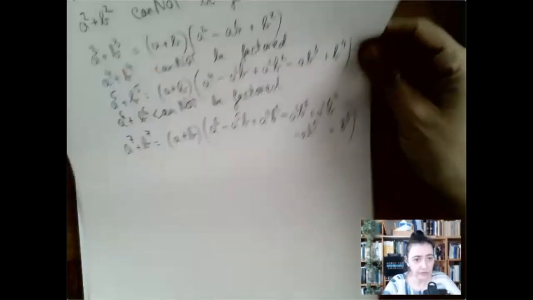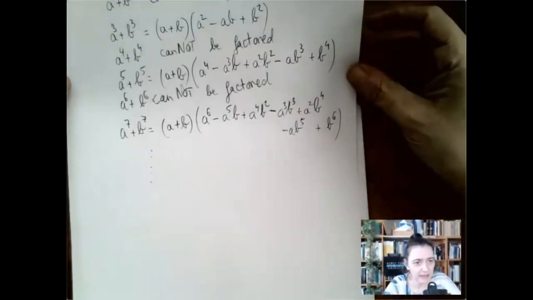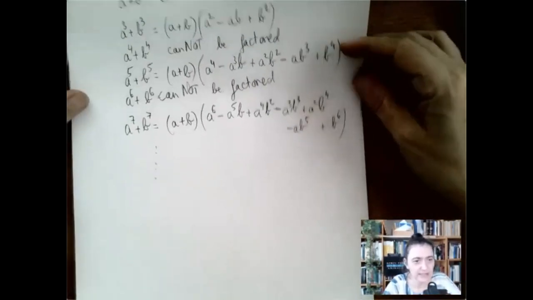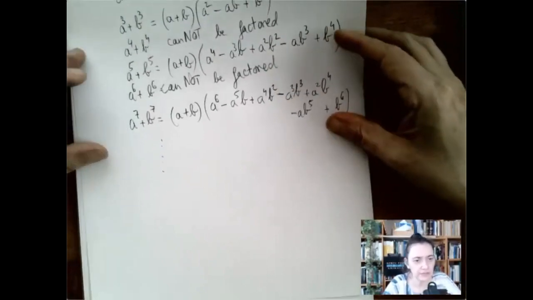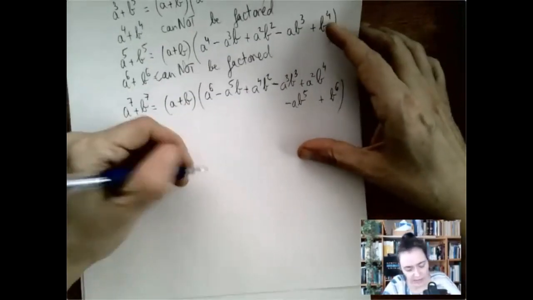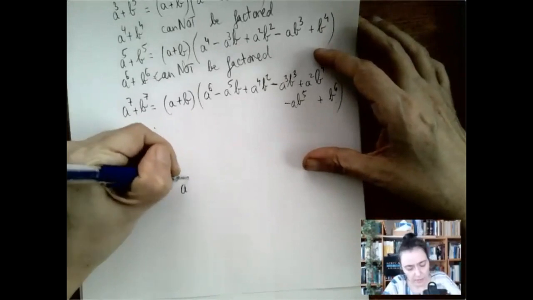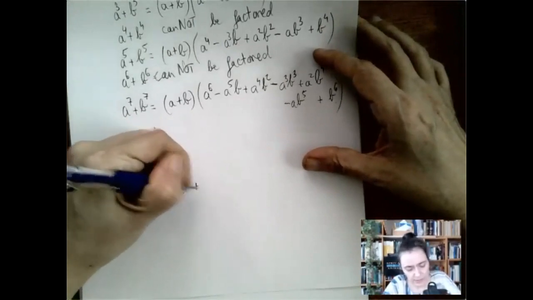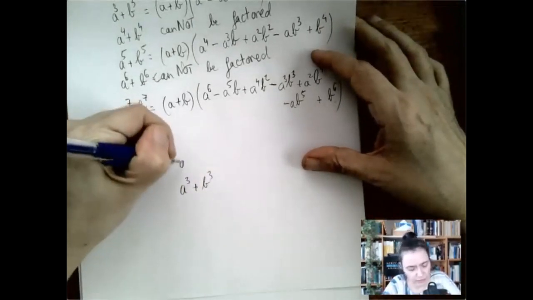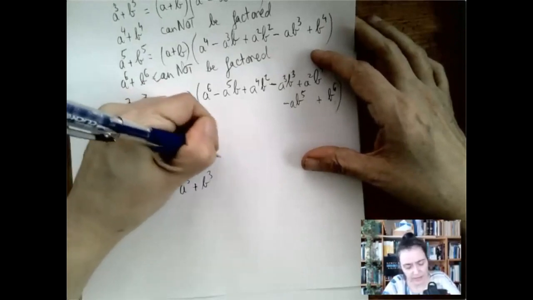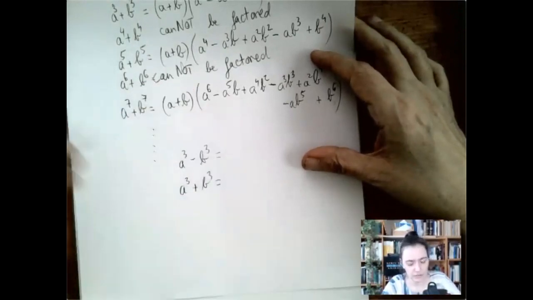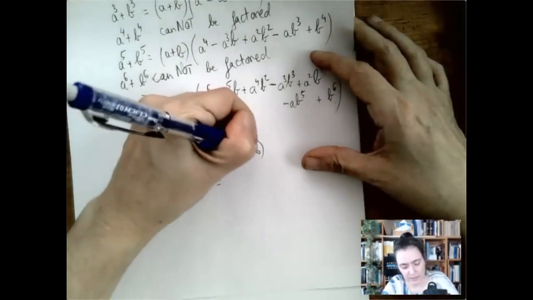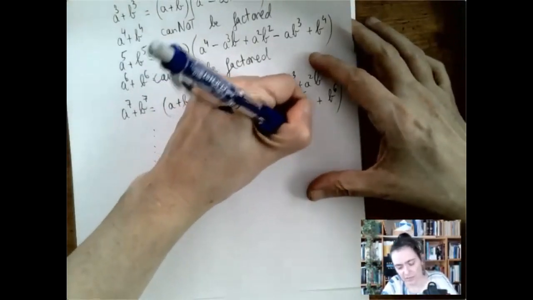Now, the one that you're responsible for, the way I memorize them is basically the sum and difference of cubes. So the way I memorize it is a cubed plus b cubed and a cubed minus b cubed. They both have the same ingredients: a, b, a squared, a b, b squared.